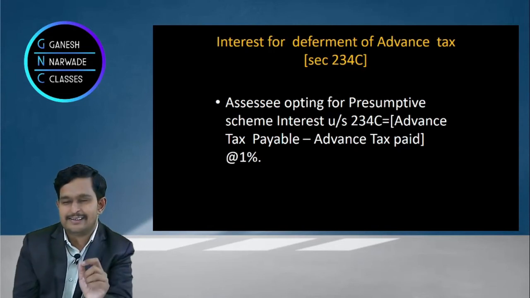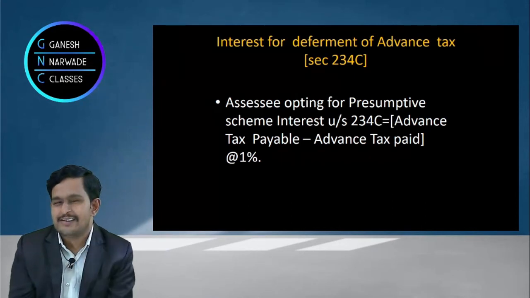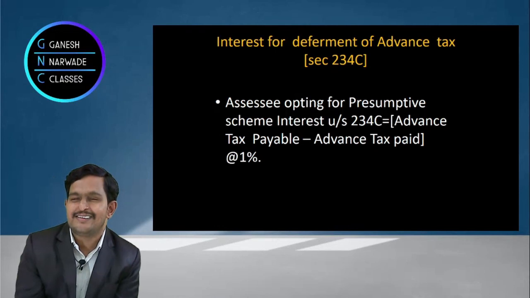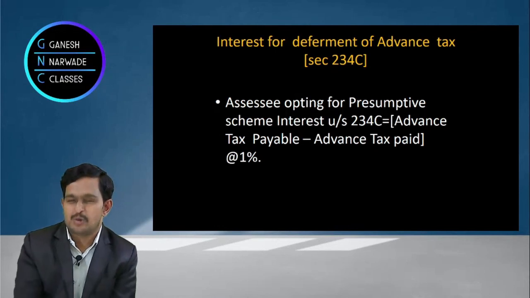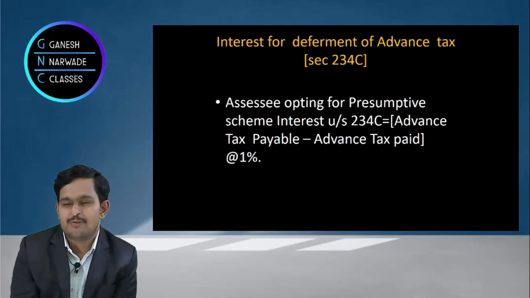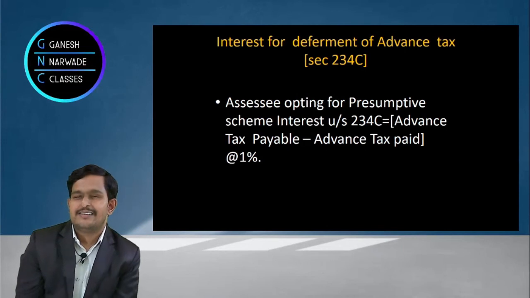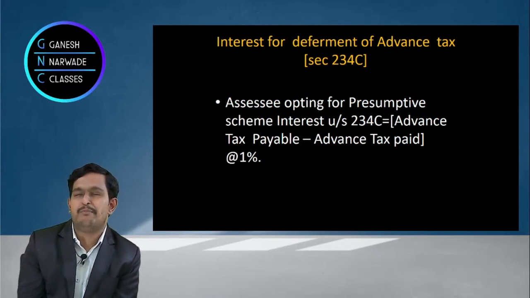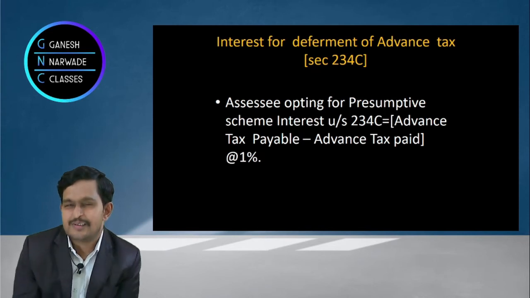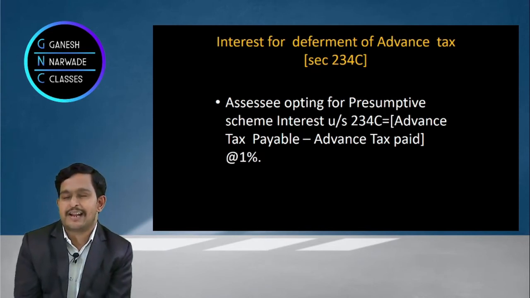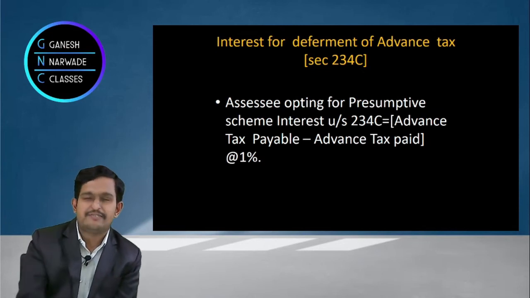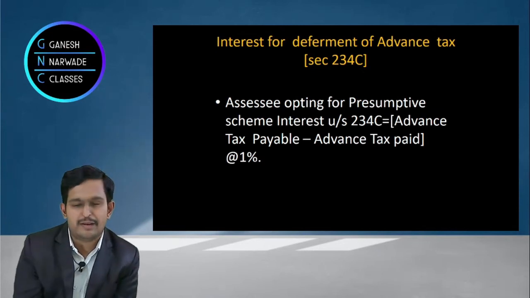234C dies on 31st March. 234C मर गया 31st March के दिन of the previous year. To remember, that's why I am telling. Why? Because on 1st April 234B will be born. Yes or no? So that's why 234C will be attracted till 31st March only. So for that 15 days, 1% per month will be charged.